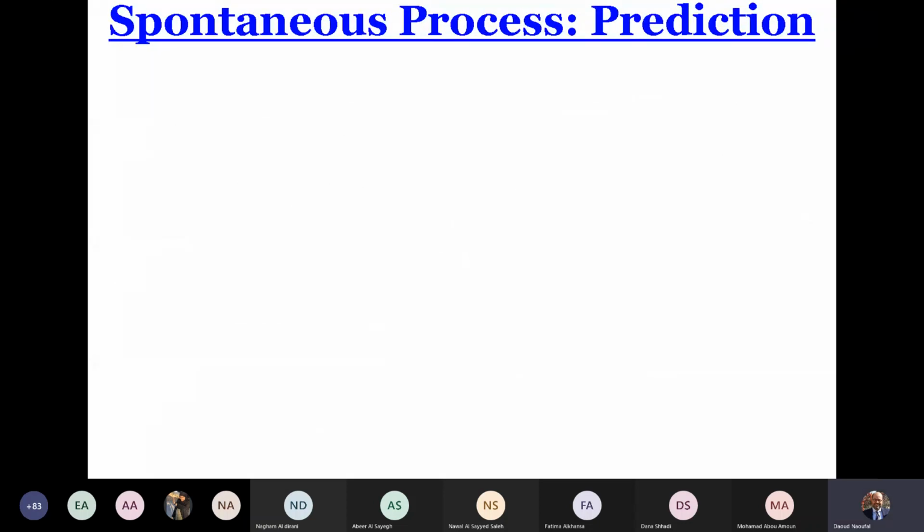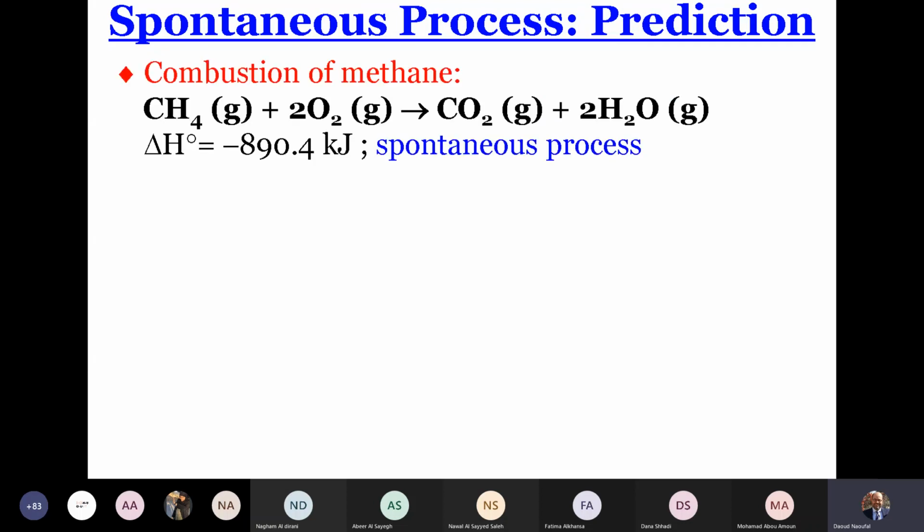How to predict if a transformation is spontaneous or not? If we want to study the kinetic of a reaction, the important condition is that this reaction occurs first. If the reaction is spontaneous, then we can study the kinetic of this reaction. So now, how to predict if a process is spontaneous or not?